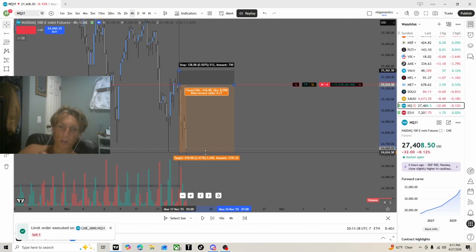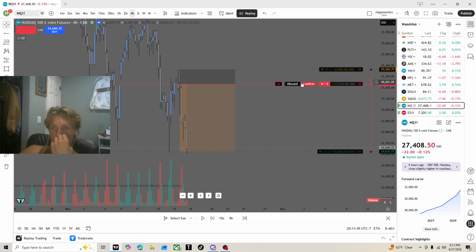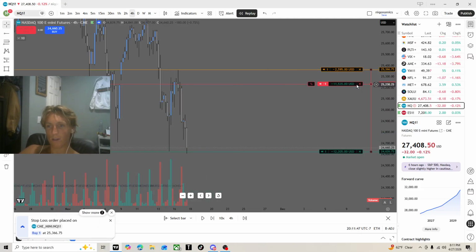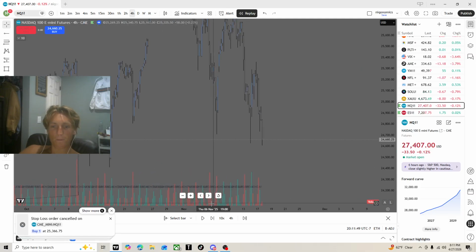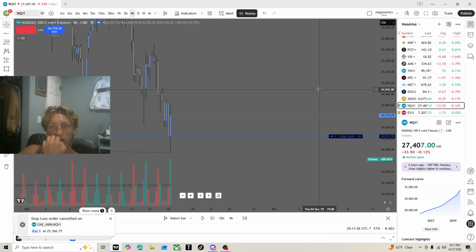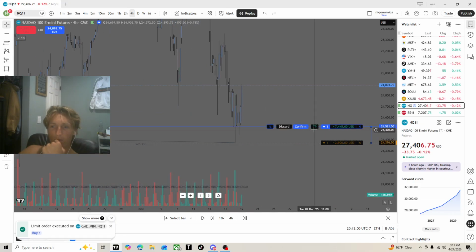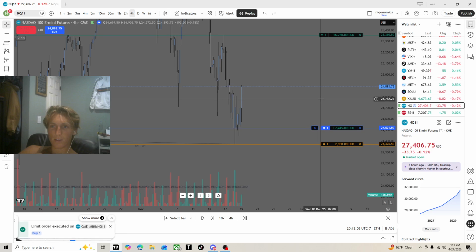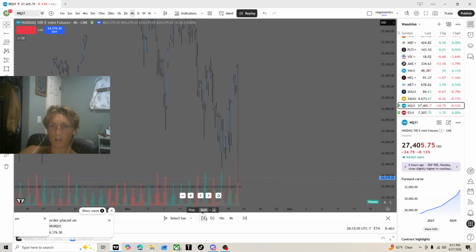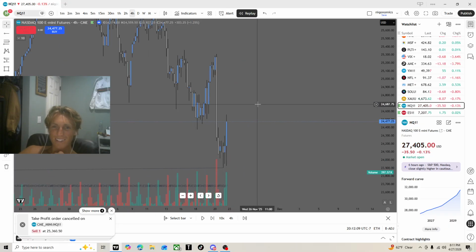Like if you just swing traded 4 hour rejection blocks, you get some good RR. There you go. You'd hit a 6R or 5R. This is a solid one. There you go. Target this internal. Oh. Alright.